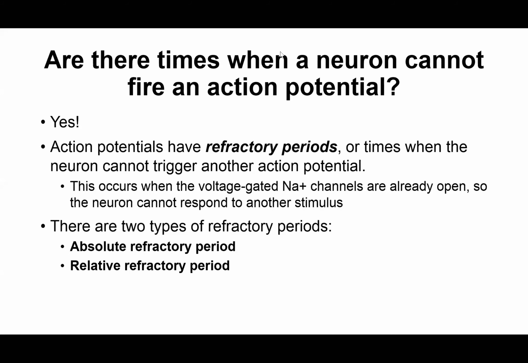So now we're going to consider whether or not there are times when a neuron can't fire an action potential. And the answer to this question in short is yes. Action potentials have these things called refractory periods, or times when the neuron can't trigger another action potential. This occurs when voltage-gated sodium channels are already open, so the neuron can't respond to another stimulus.